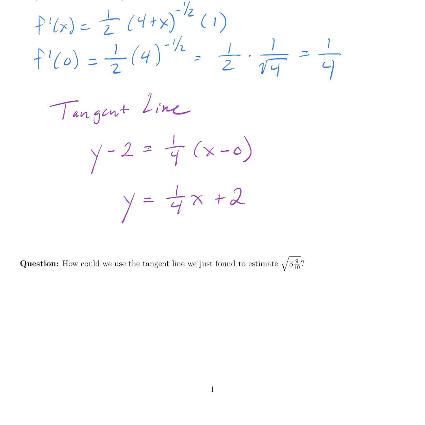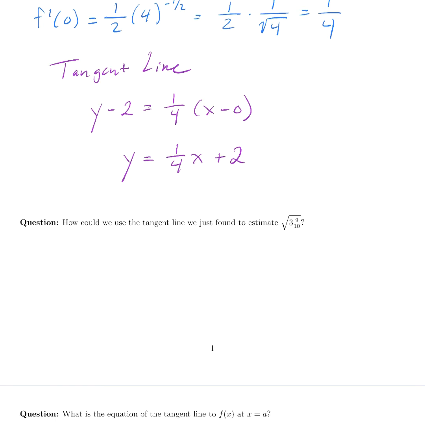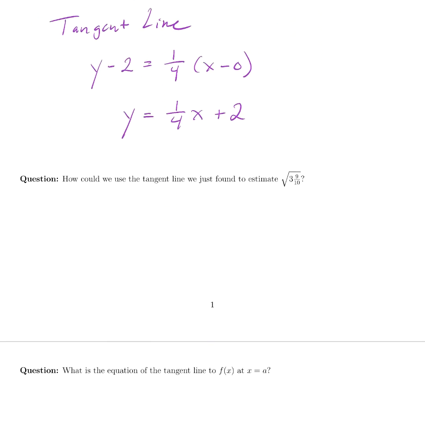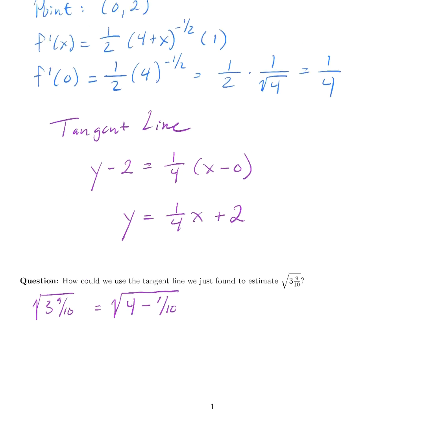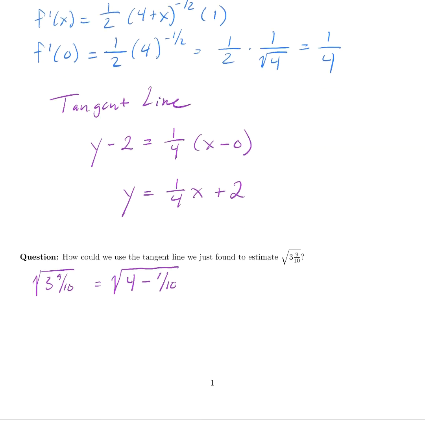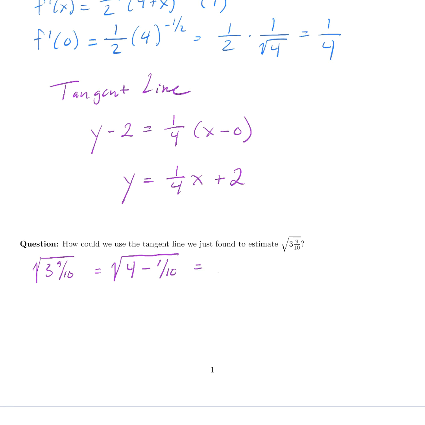How could we use that tangent line we just found to estimate the square root of 3 9/10? Well, let's think about this. The square root of 3 9/10 is the same thing as the square root of 4 minus 1/10. I did that because I was asked to use the tangent line, so I'm trying to relate this to the function above, f of x being the square root of 4 plus x. So that means that this is f of negative 1/10.